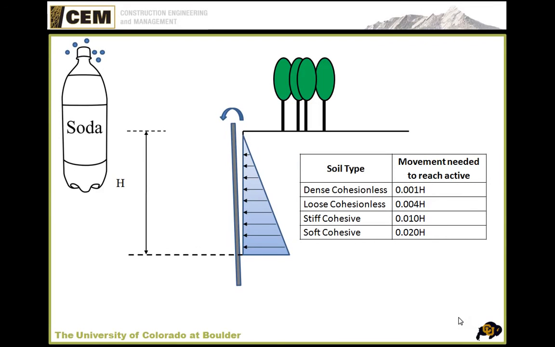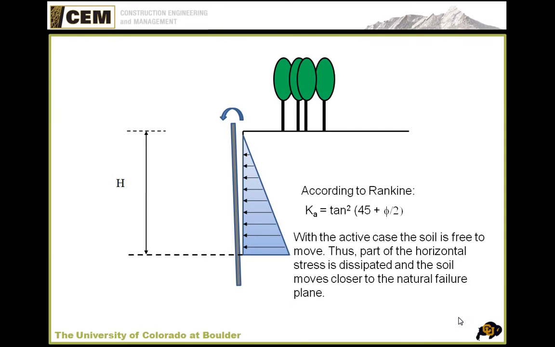Okay? Now, the amount of movement you need to reach the active case depends on the different kinds of soil that you have. Like I mentioned before, we're going to assume cohesionless. So we're talking about 0.001 times the height of your excavation, which is going to be a matter of a fraction of an inch. What this is saying is if you allow that wall to move just a fraction of an inch, you are going to dissipate a lot of the pressures in that soil by allowing the soil to relax. Okay? Now, by allowing that soil to relax, we end up with what we call the active case.